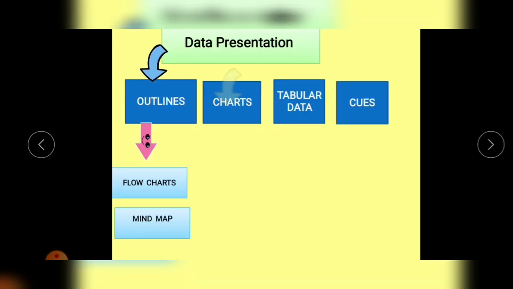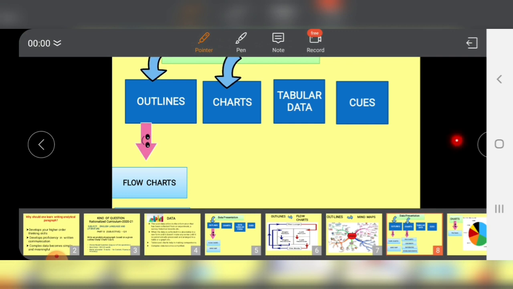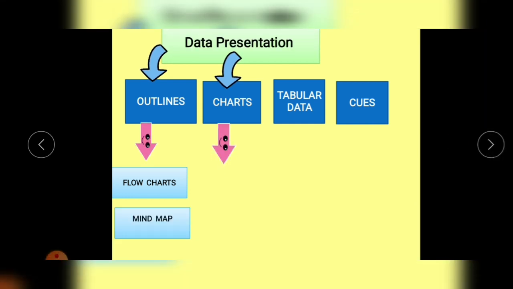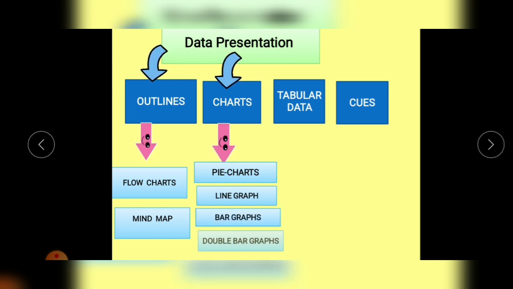As we are done with the outlines, let's proceed with charts. Now, charts are visual representations. They are comparatively more organized. Examples of charts are pie charts, line graphs, bar graphs, and double bar graphs. Let us look at each one of them one by one to understand them better.